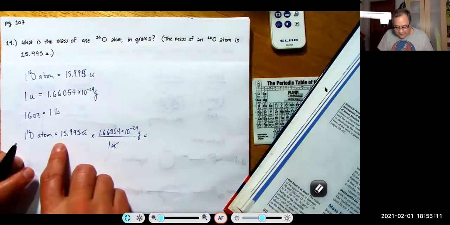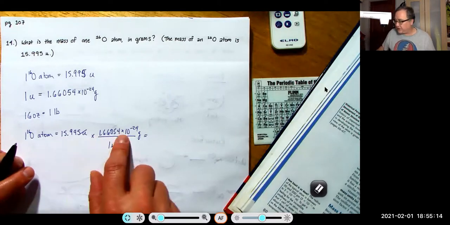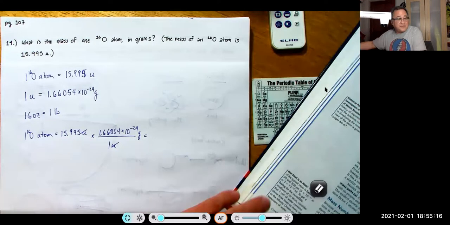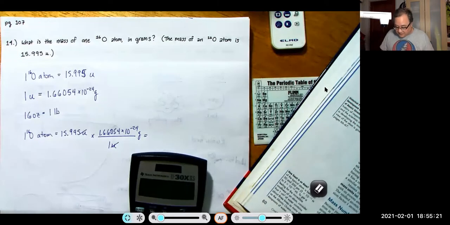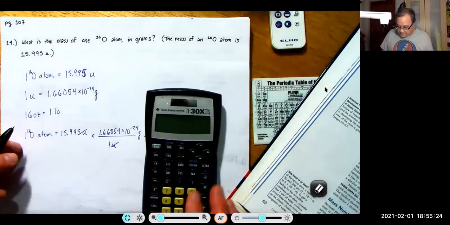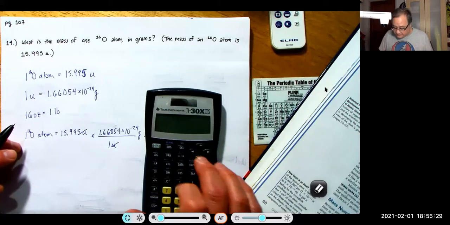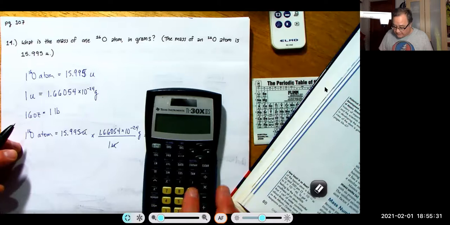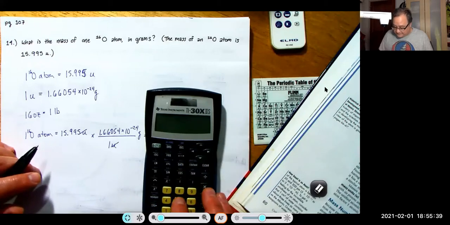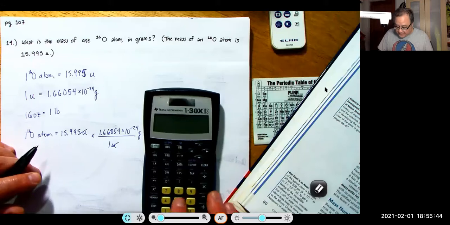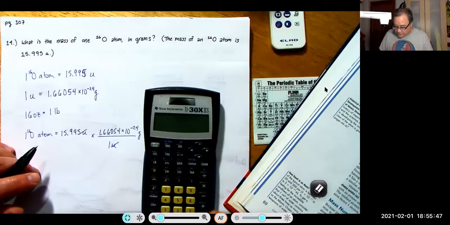Here we have 5 significant figures. Here we have 6. So we're going to be allowed 5 significant figures. The way I'm going to put this into my calculator is I'm going to put 15.995. Well, I got to clear. 15.995, not 15.9995, times 1.66054 second EE negative 24.